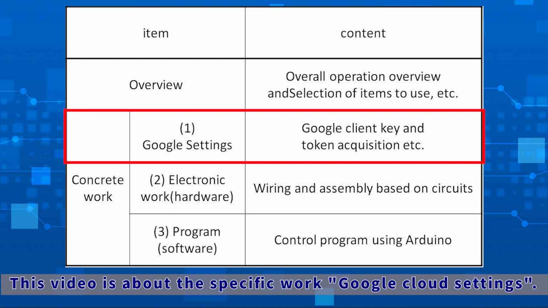We will work on Google Cloud settings and curl commands for using APIs on microcomputers such as ESP32. Ultimately, it is the content that acquires the client ID and token used in the program. Let's take a look at the overall workflow.